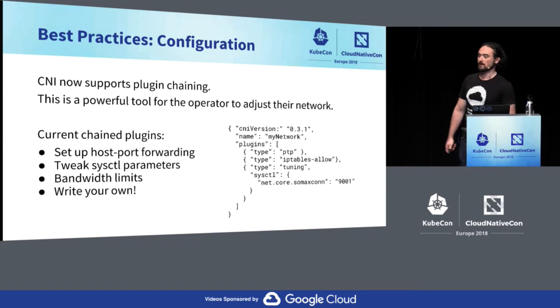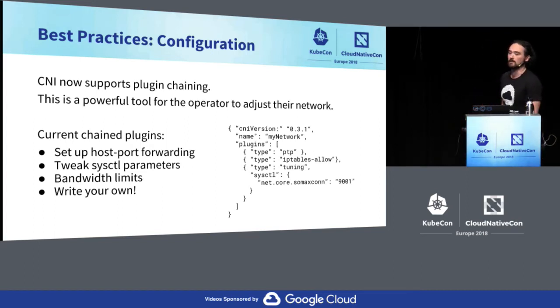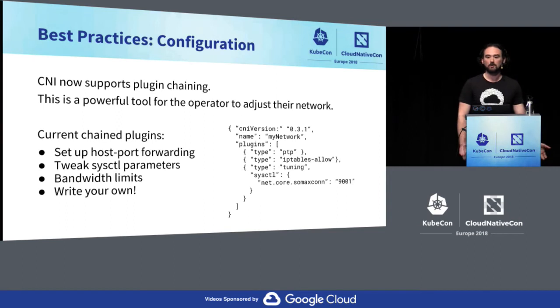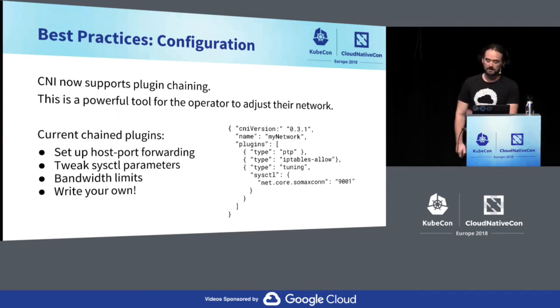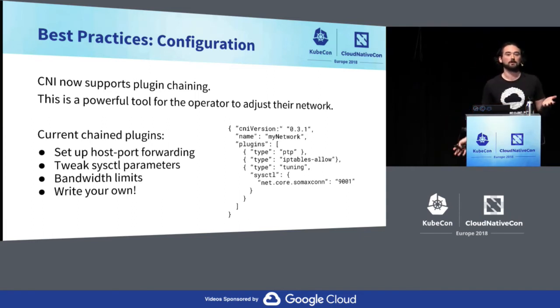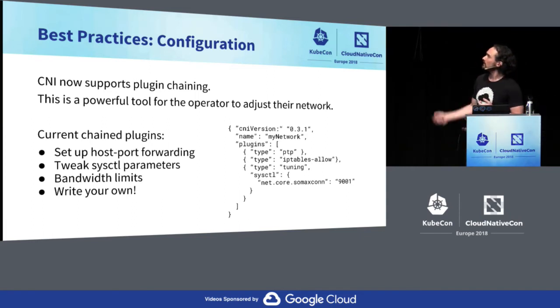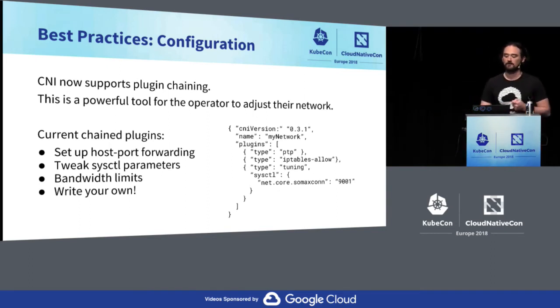There are some existing production plugins now that rely on plugin chaining. The big one, the first one that really motivated this was host port forwarding. If any of you want to have something listening on port 80 on the host, you need to do port forwarding. You can write a second plugin in the chain that just does host port forwarding. Otherwise, it's entirely interface agnostic. Also, you can tweak sysctl parameters, right?